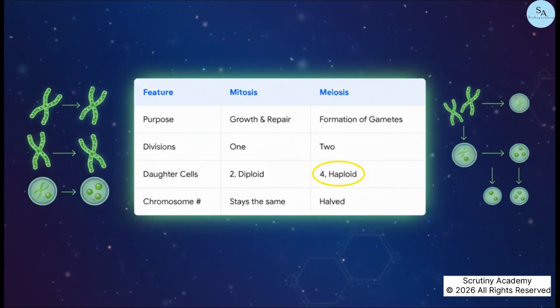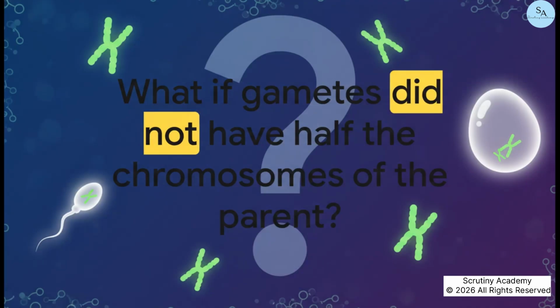Let's run through it. Mitosis, its purpose is growth and repair. It has one division, it makes two identical diploid cells, and the chromosome number stays the same. Meiosis, its purpose is reproduction. It has two divisions, it makes four unique haploid cells, and this is the big one, it halves the chromosome number.